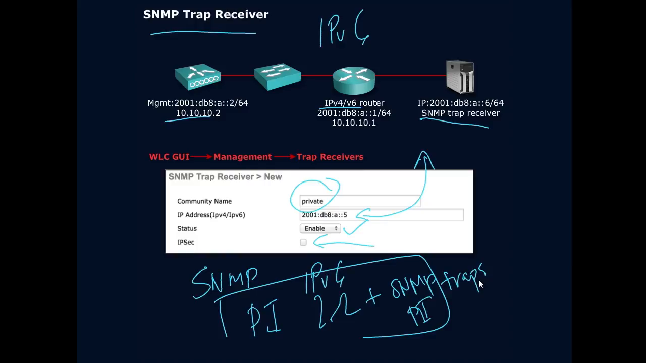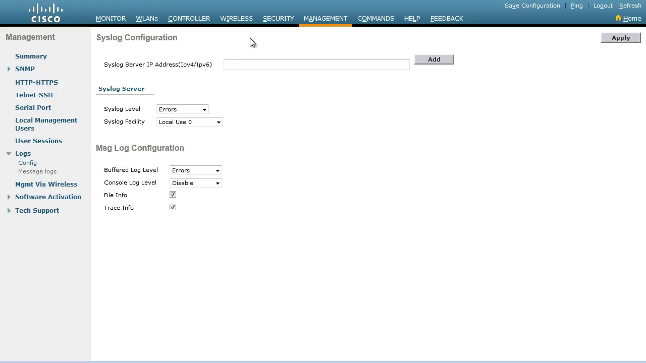So again, this is a very simple configuration. We go to management and trap receivers. It's very simple to set up. Let's do it in this environment. We have plenty of time here. There's no rush on time.